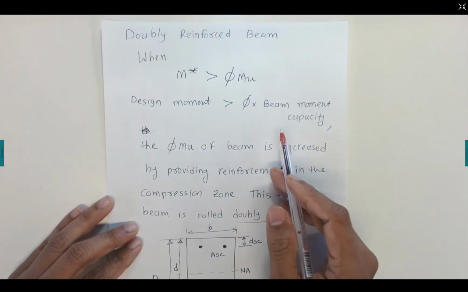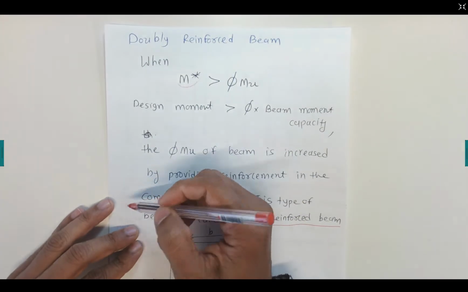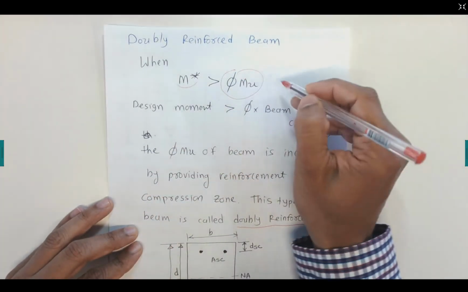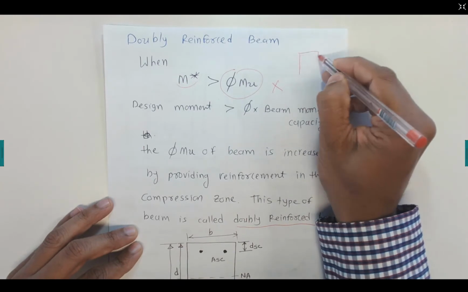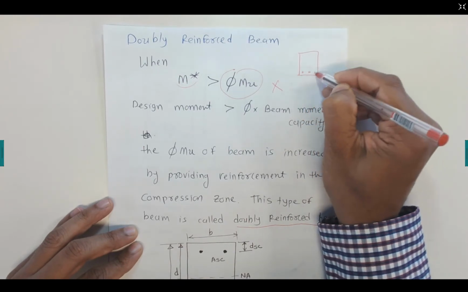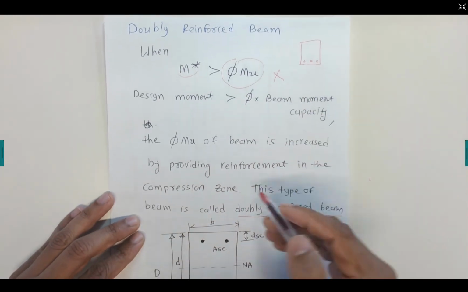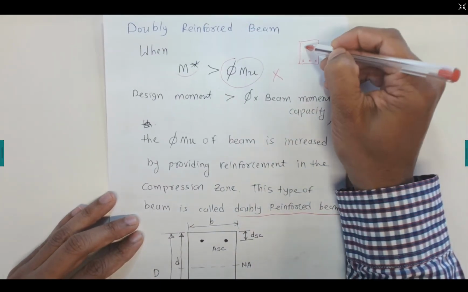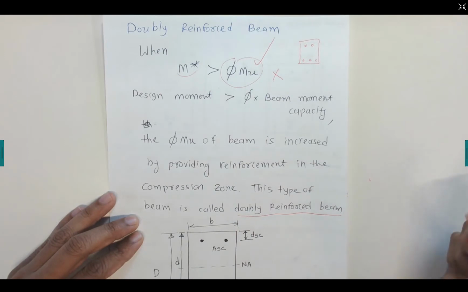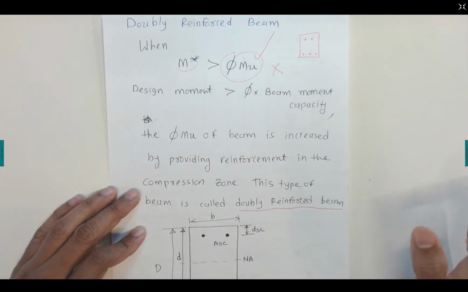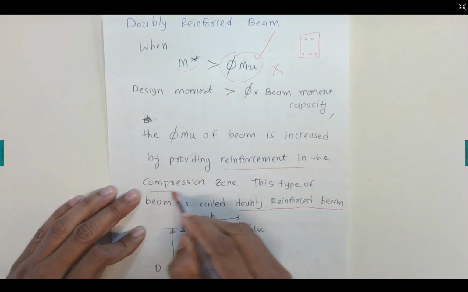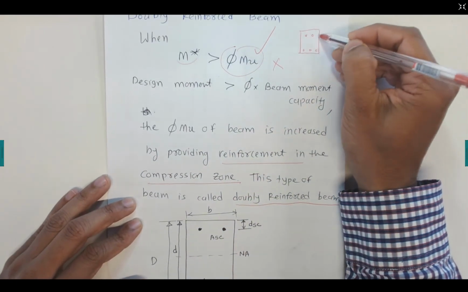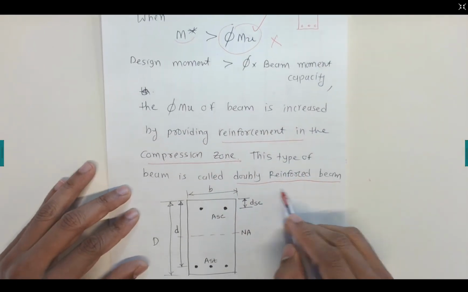So in that case, if you have an M star value, the design moment, which is greater than your capacity, we cannot use the singly reinforced beam. We just need to increase the capacity, phi Mu, by putting reinforcement in the compression zone. This type of beam, with reinforcement in the compression zone, we name a doubly reinforced beam.